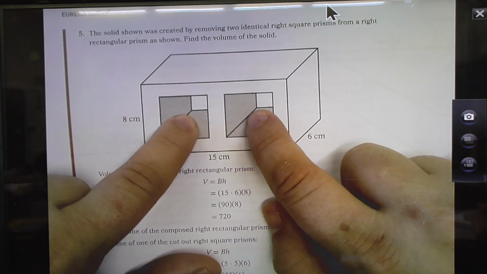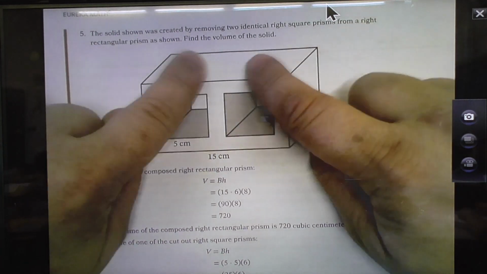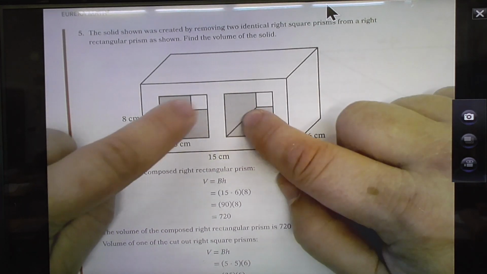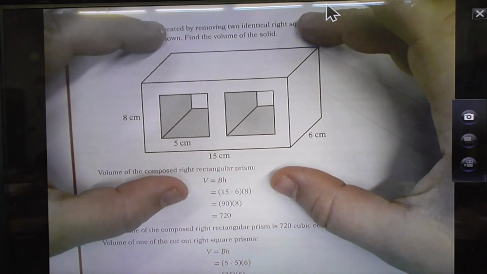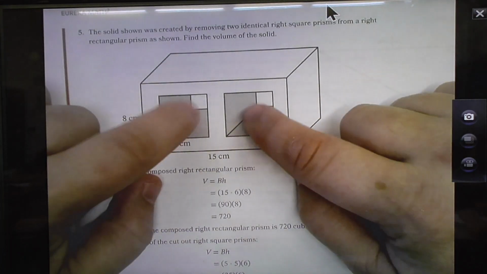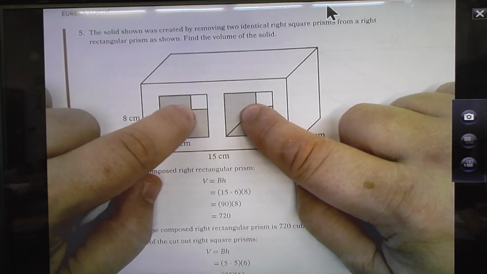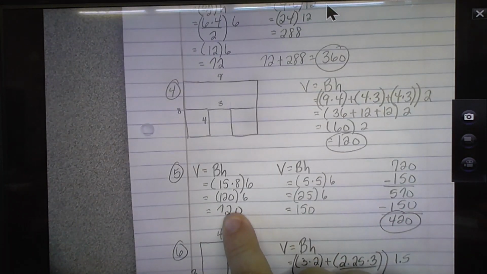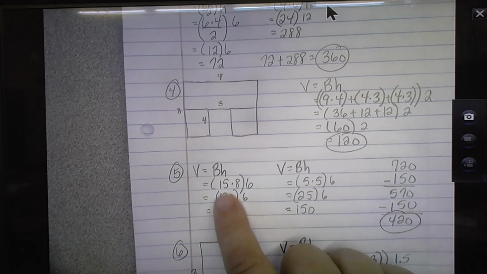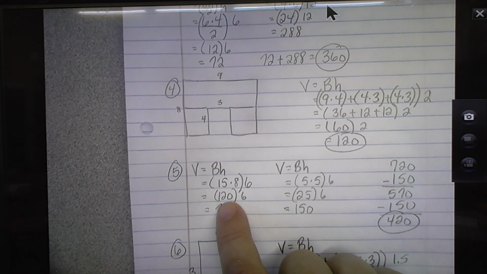Right, Kenzie? Yes. So I found the area of the whole thing. Then I found the volume of the whole thing. Then I found the volume of each part of these and subtracted them out and did composition. So I'll show you how I did that right here. I did the whole thing, which was 15 by 8 for the area of the base. So 15 times 8 gave me 120.